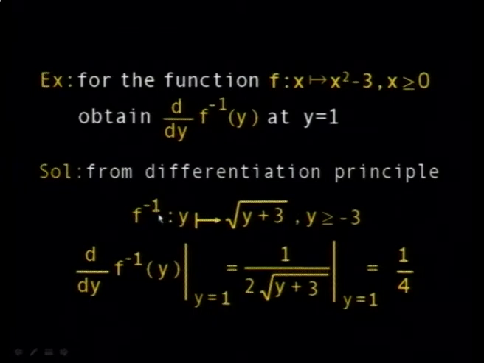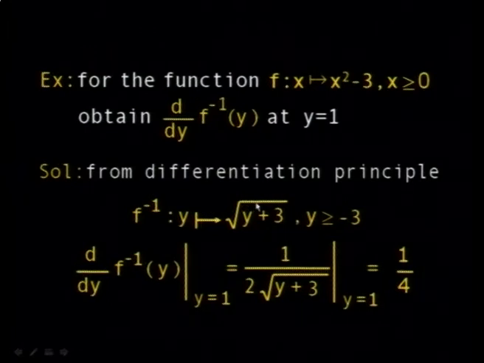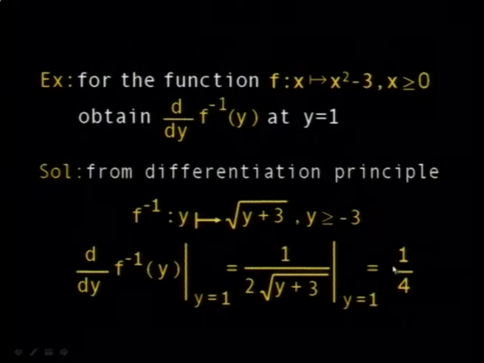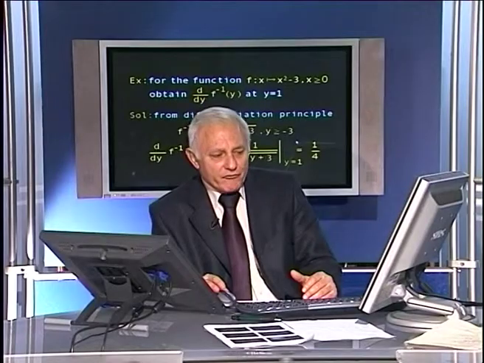And here you want to calculate dx by dy at the point y is equal to 1. So the derivative of (y + 3) to the power half is equal to half (y + 3) to the power, this is a power function, half minus 1, so you get 1 over 2 square root of y + 3. And after that, you substitute y is equal to 1 to obtain 1 over 4. So 1 over 4 represents the slope of the tangent of the inverse function at the point y is equal to 1.